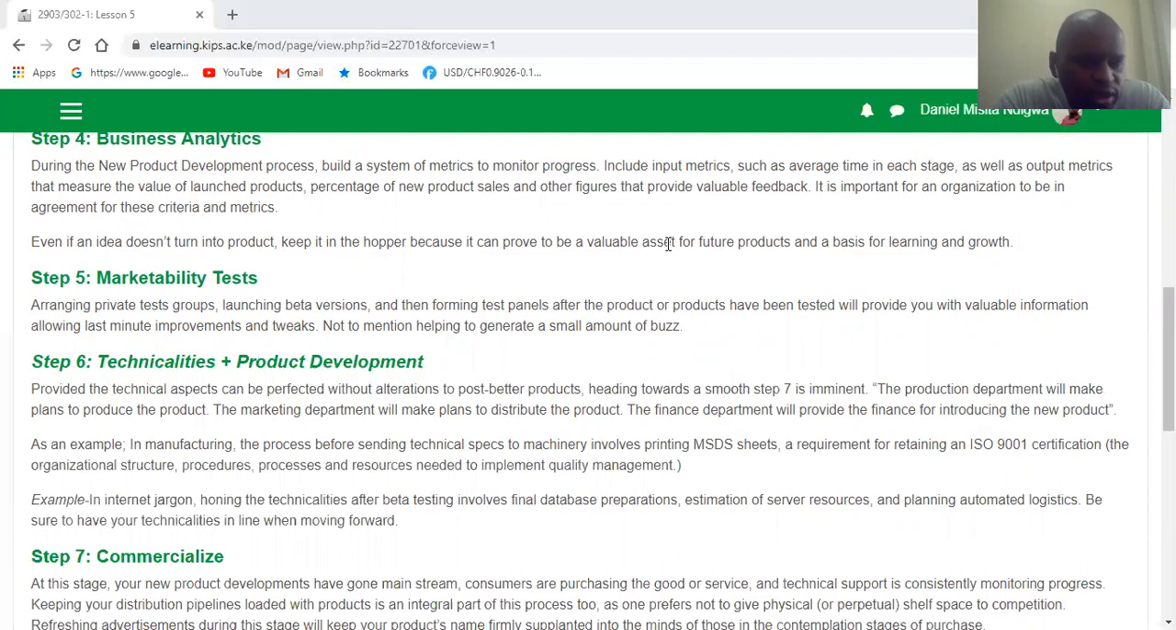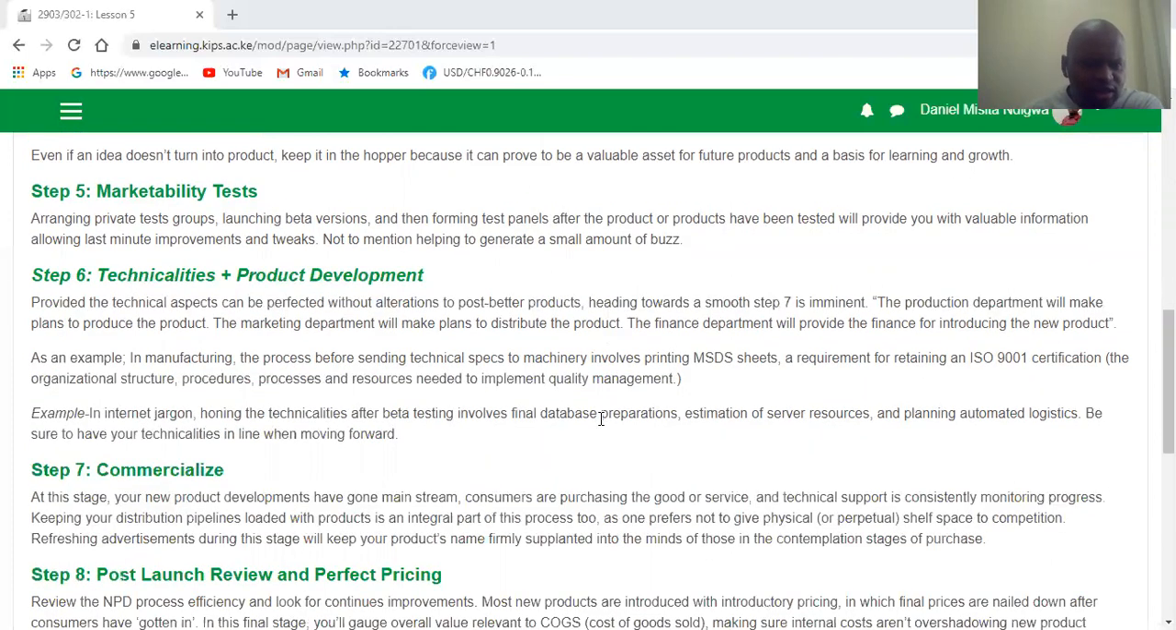The next step is test capabilities and product development. So at this stage, basically you come up with now the product. You provide technical aspects, and these aspects basically will allow you to ensure you do what is called mass production of the product. The other one is commercialization.